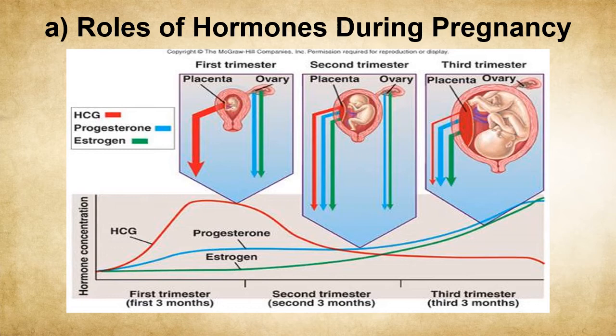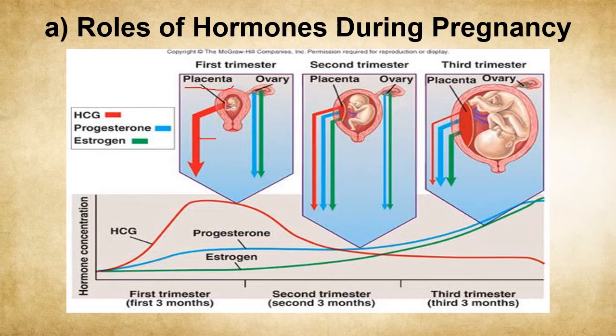Okay, and then the concentration decreases after the first trimester. If you can see in this image here, this is HCG, in red color. If you remember, HCG is secreted by the trophoblast or chorion or embryo in the placenta.